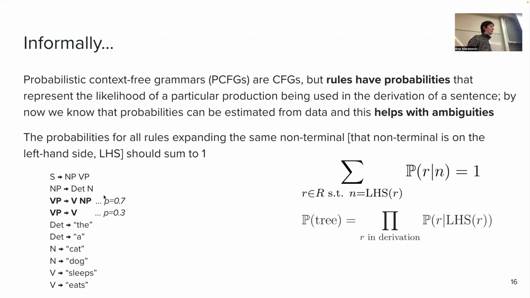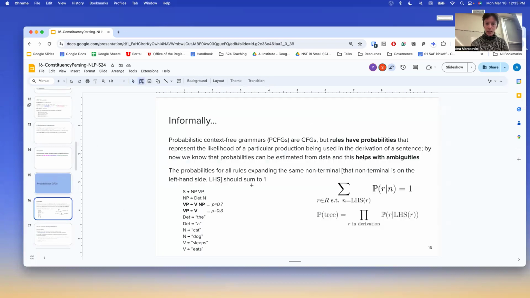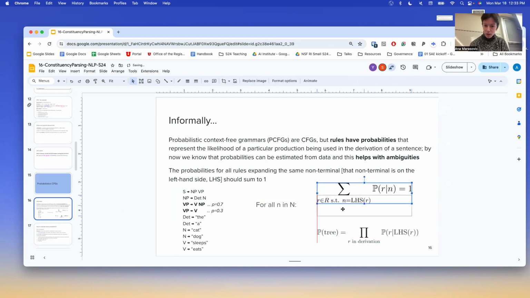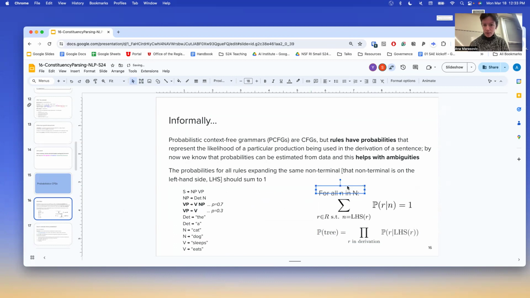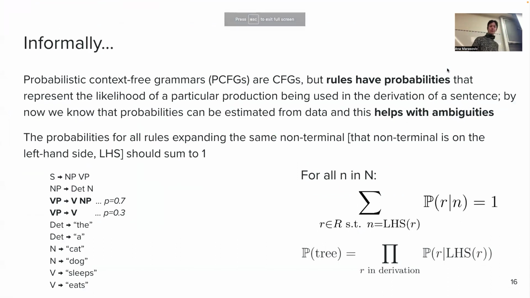I guess small n means terminal. Yeah, so sorry, not terminal, but non-terminal. Non-terminal, yeah. So I'll write that nicely, but maybe here I'll just add for all n in N. Okay, hopefully this makes it a little bit clearer. Where N was previously defined as a set of non-terminals.